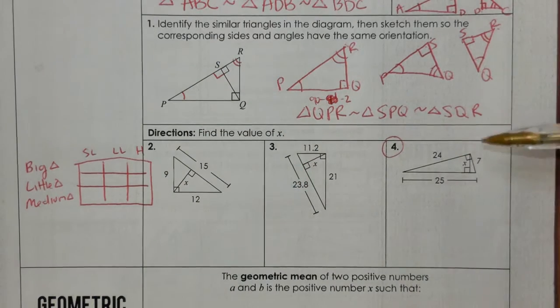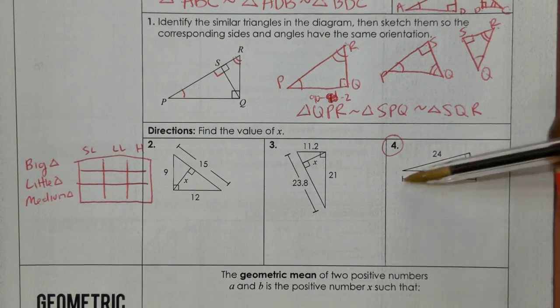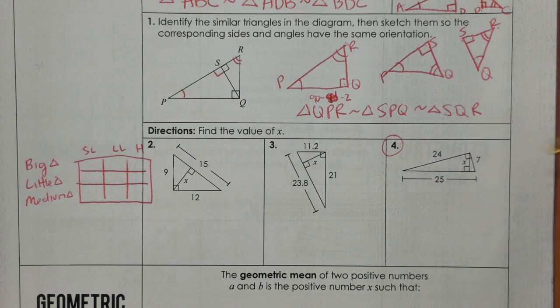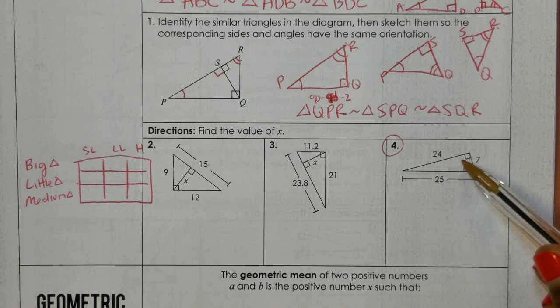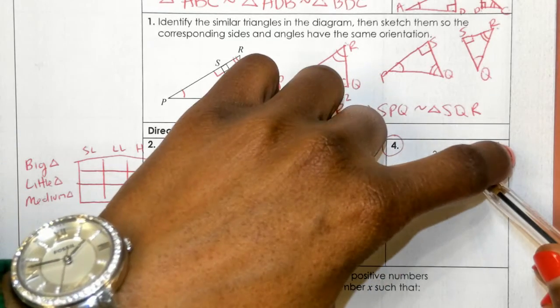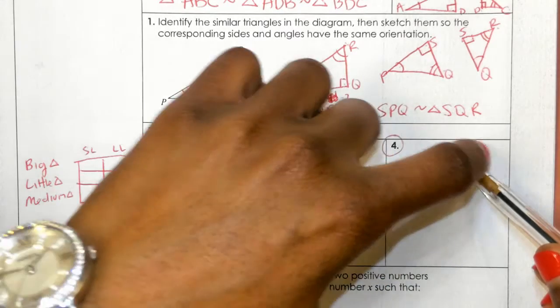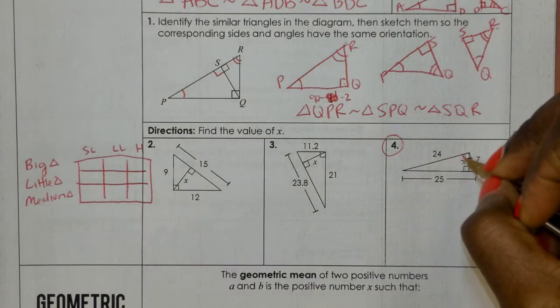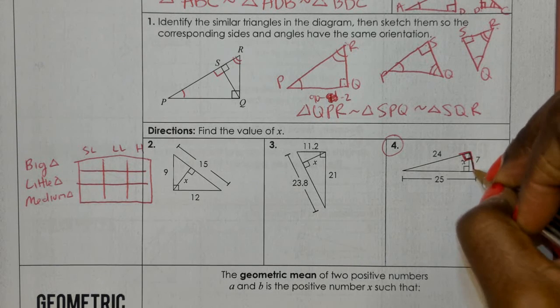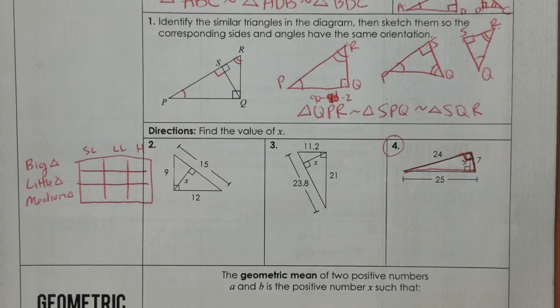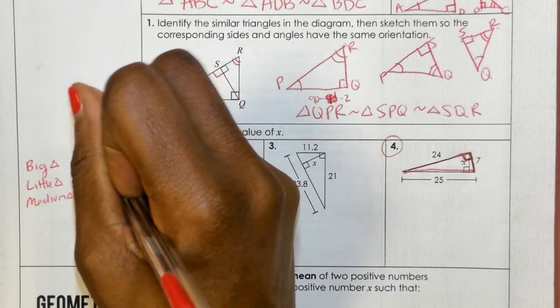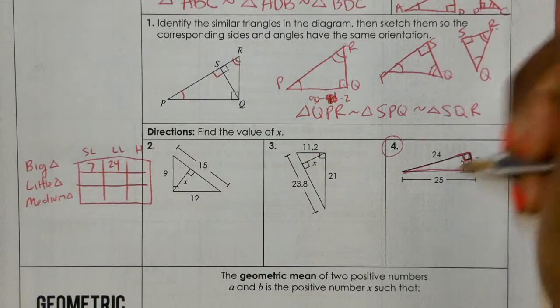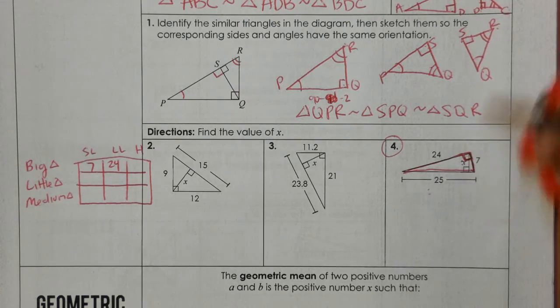Okay, so what we want to recognize is on the big triangle, all 3 sides are actually given. So if I ignore this X right here, this triangle has 7 as the short leg and 24 as the long leg, because again the legs border the 90-degree angle, which is here on the big triangle. Okay, so my short leg would be 7, and then my long leg would be 24. And then my hypotenuse, which is the side not touching the 90-degree angle, is 25.